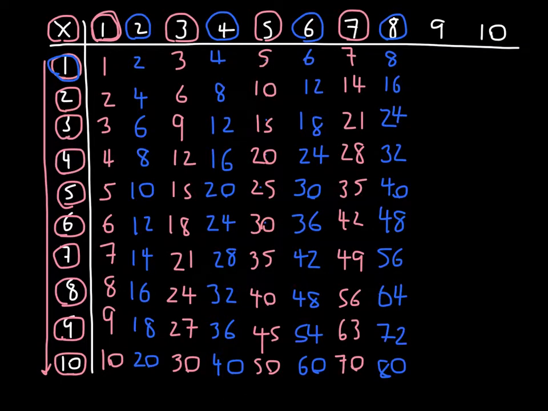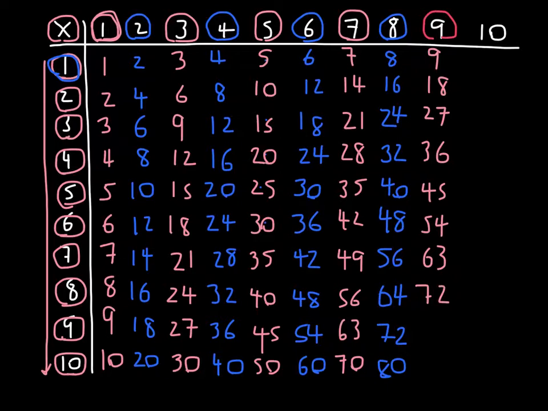On to the 9 times tables. 1 times 9 is 9. 2 times 9 is 18. 3 times 9 is 27. 4 times 9 is 36. 5 times 9 is 45. 6 times 9 is 54. 7 times 9 is 63. 8 times 9 is 72. 9 times 9 is 81. And 10 times 9 is 90.